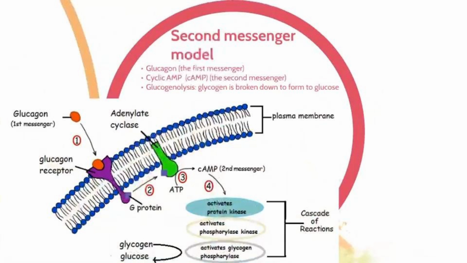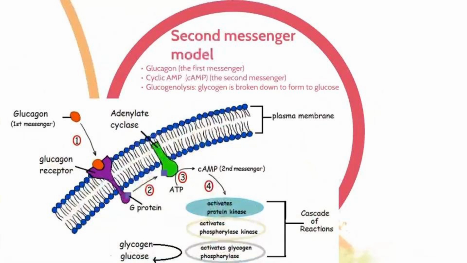These activated phosphorylase kinase enzymes then can activate glycogen phosphorylase enzymes, and these catalyze the breakdown of glycogen to glucose, and this process is called glycogenolysis. So glycogen and lysis, so that means the breakdown of glycogen. So this causes glucose to be produced, and this is then released into the blood to cause an increase in blood glucose levels to bring them back to the normal level.